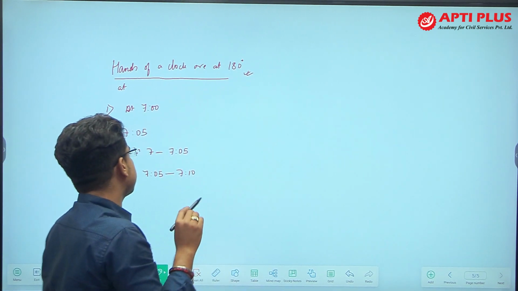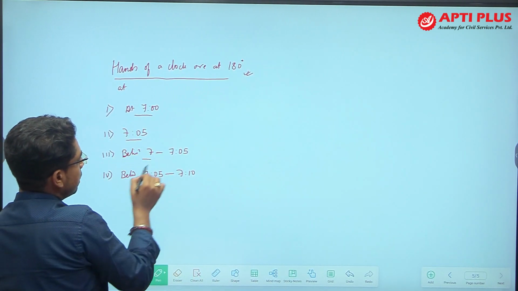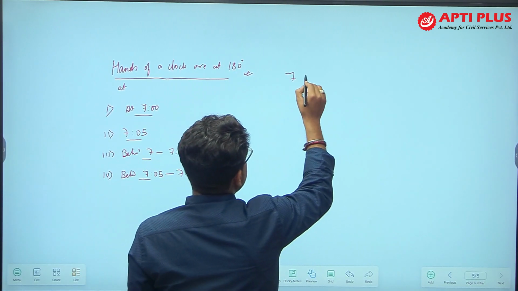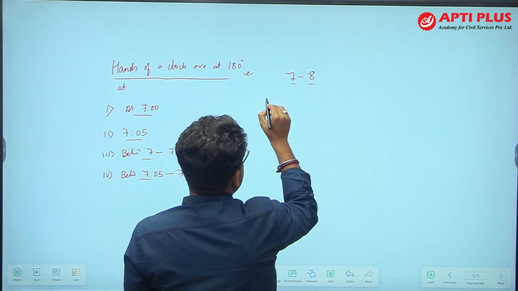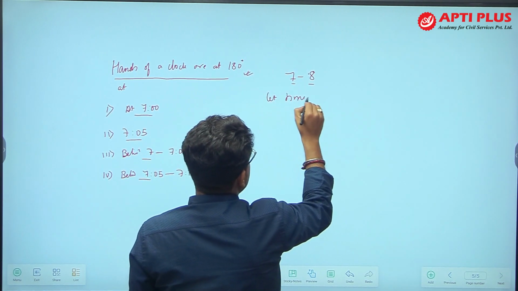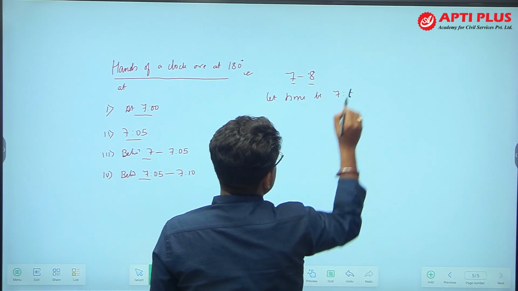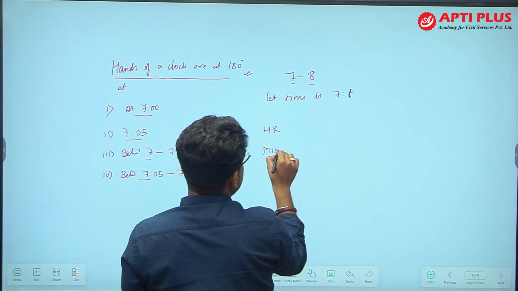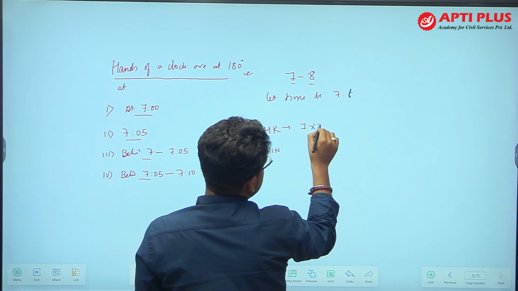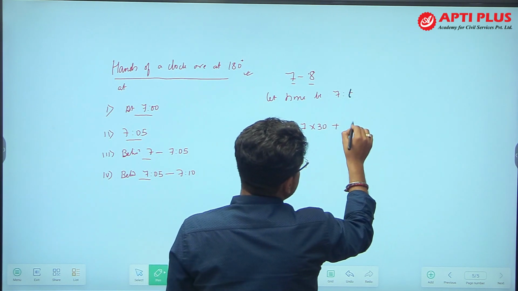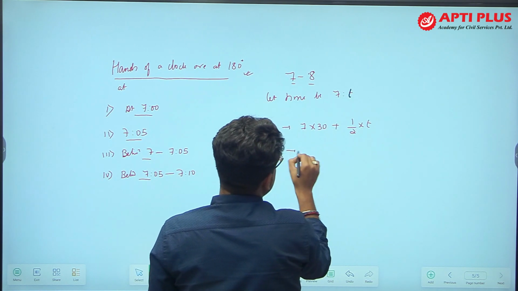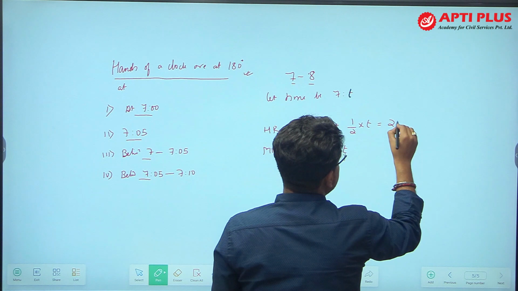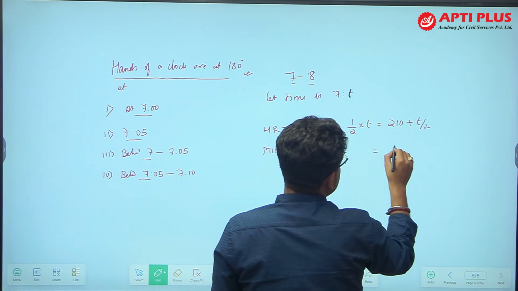If we focus on the question, all the intervals are between 7 and 8. So I'll consider the interval between 7 o'clock and 8 o'clock, and let the time be 7:t. Let us define the position of the hour hand and minute hand. 7 o'clock would mean 7 segments, and in the next t minutes it will go half into t, and this has to be 0 plus 6t. So this is 210 plus t by 2, and this is 60.